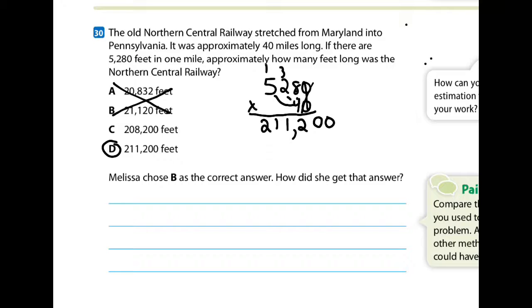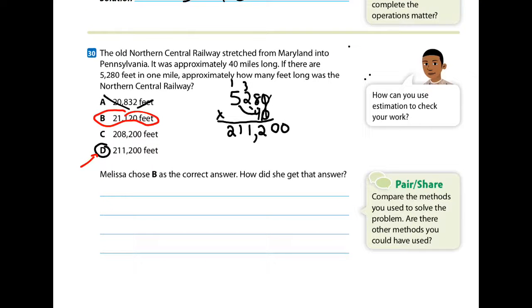All right, now, the next part says Melissa chose B as the correct answer. How did she get that answer? So take a look at B. So that's what Melissa chose. And we know the answer is D. I want you to write 2, no more than 3 sentences explaining how you think Melissa might have gotten B. All right? So remember, no wrong answer to this. Just write what you're thinking. Go.